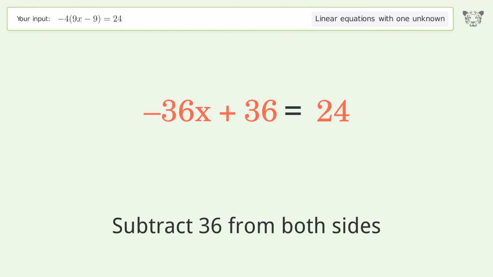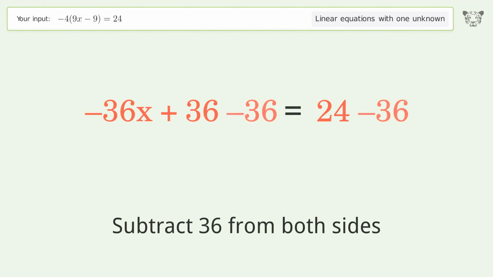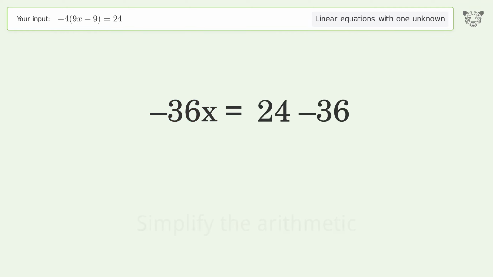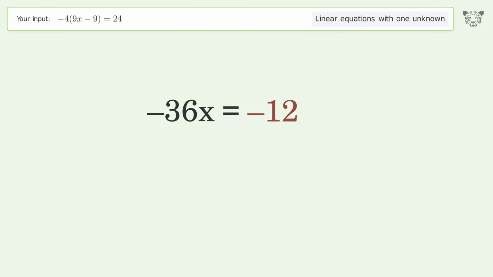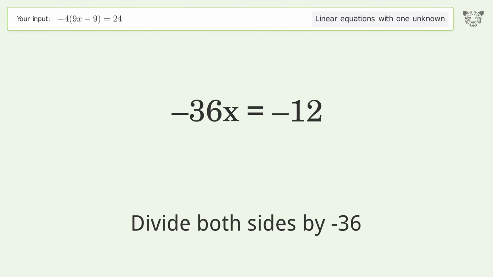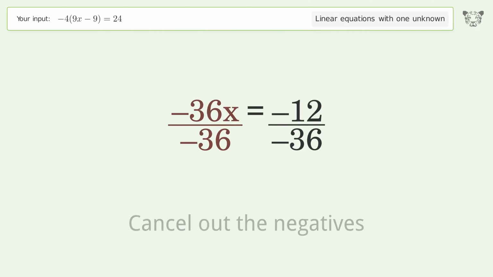Subtract 36 from both sides. Simplify the arithmetic. Isolate the x. Divide both sides by -36. Cancel out the negatives.